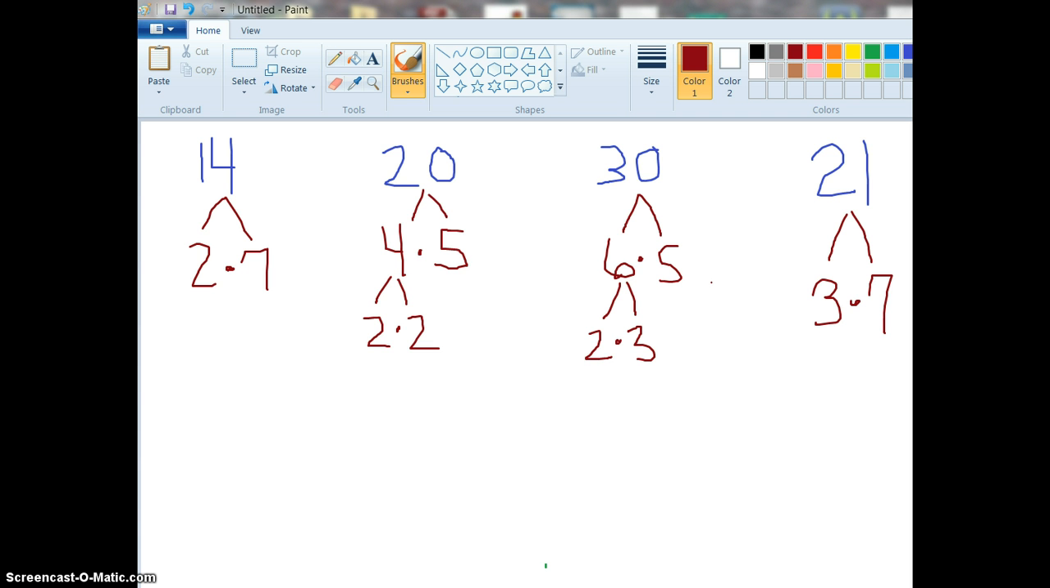Now for the second and third numbers, write your answers in exponential form. So we have 2 squared times 5. And for 30, that would just be 2 times 3 times 5, not in exponential form. And bring down the other two parts, and 3 times 7 at the end.